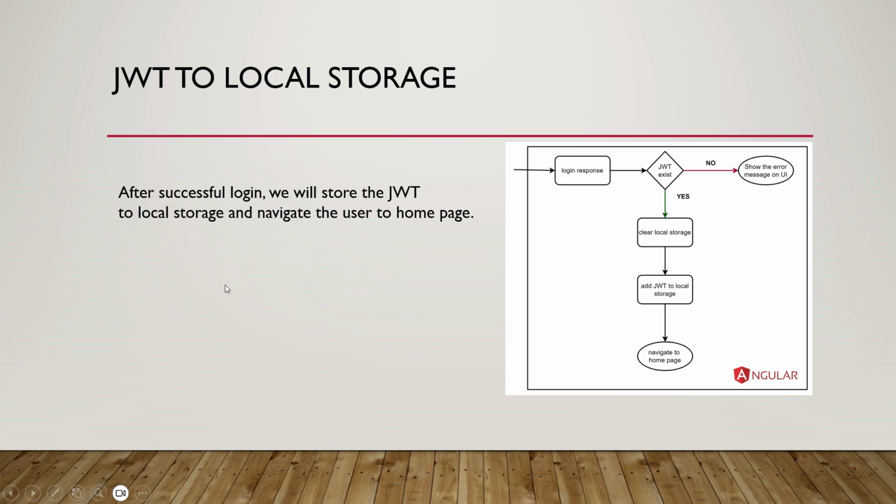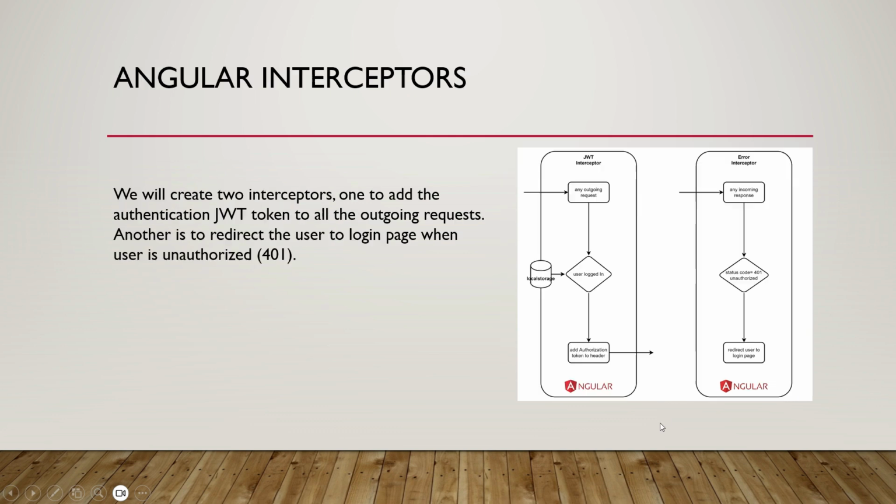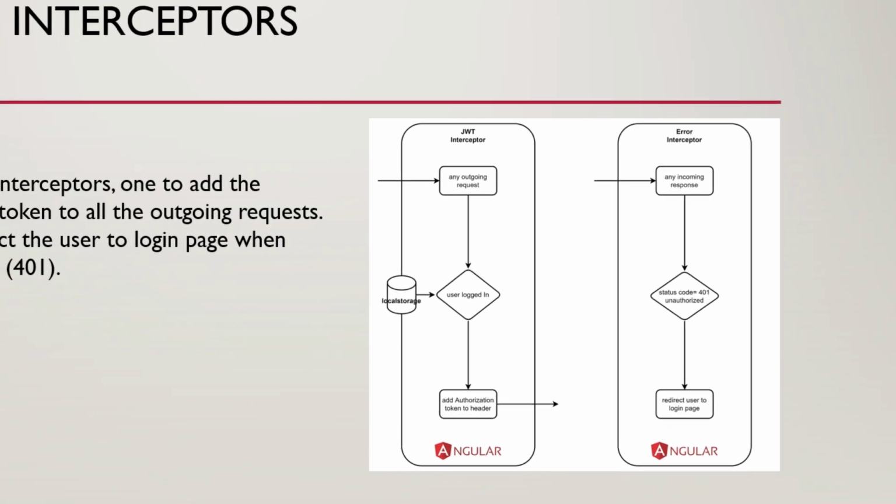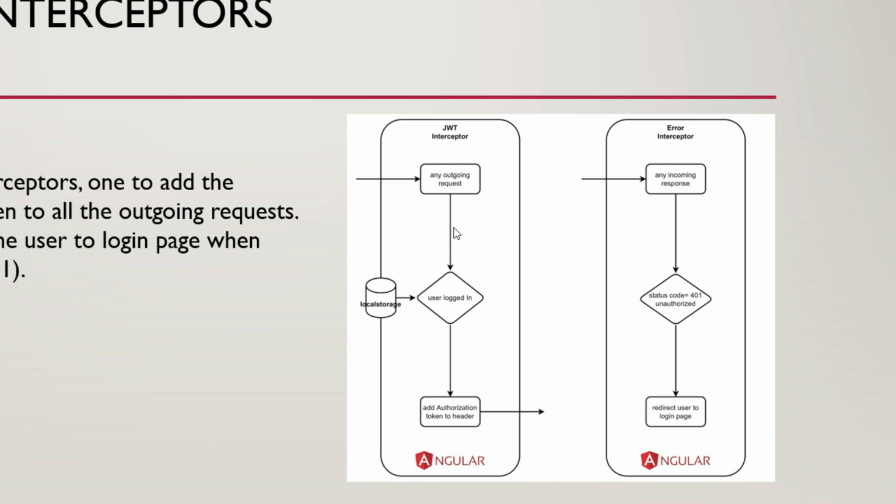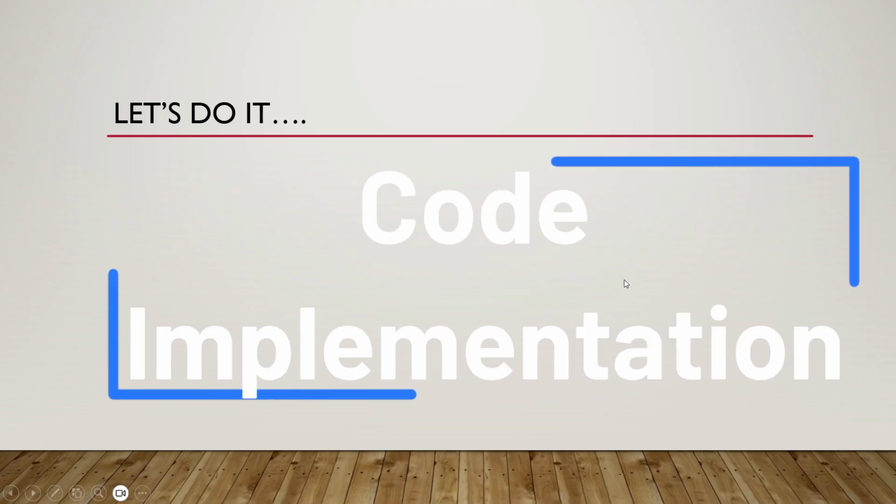And on the Angular side, once the user is successfully authenticated, we'll store the JWT in local storage and navigate to the home page. And we're going to create two interceptors. One is to intercept the request and add the JWT token to the authorization header, and another is to intercept the response and see if we are getting 401 and redirect the user back to the login page. And let's move into the code.